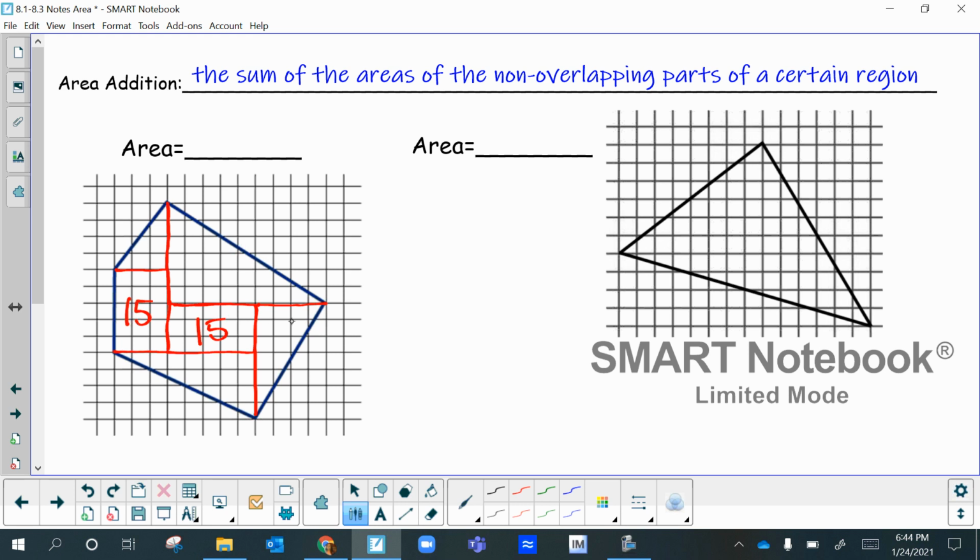Over here, when I do a triangle, these are right triangles, so this can be my base and this can be my height. 1, 2, 3, 4, 5, 6, 7. 1, 2, 3, 4. So this is 4 and this is 7. 4 times 7 divided by 2, or half of 4 times 7, same thing, is 14. So this area is 14.